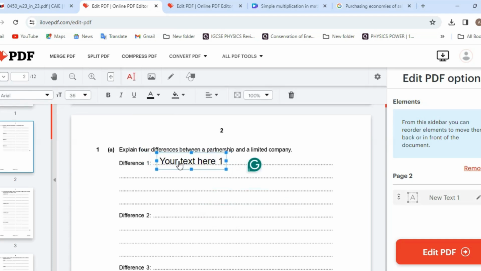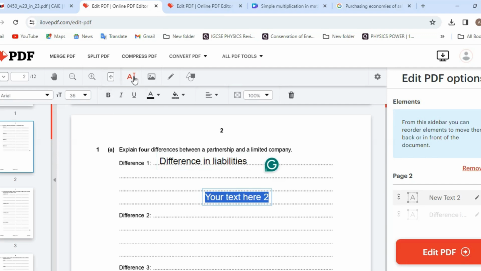Let's say difference in liability. Now let's try and define this in our own way and see how they are different. A partnership has unlimited liability, that is, their personal possessions can be taken to pay their business debt, whereas with limited liability, their own personal possessions are not at risk. Let's try and type that out.